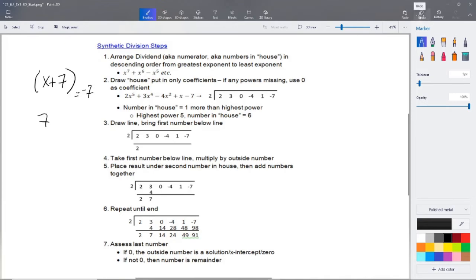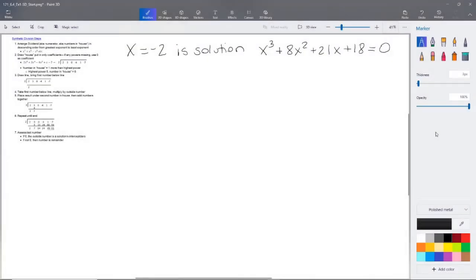All right, I think we're ready to do example 1 now. So let's make these synthetic division steps a little bit smaller and clear some workspace for ourselves. Example 1 on page 468 says, if x equals 2 is a solution of x cubed plus 8x squared plus 21x plus 18 equals 0, then find the remaining solutions.